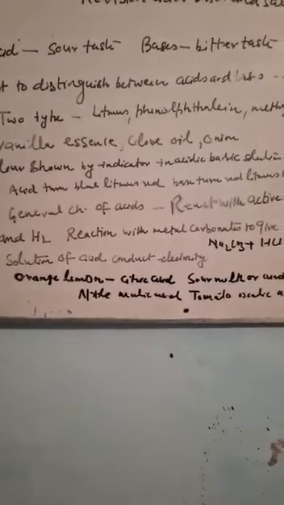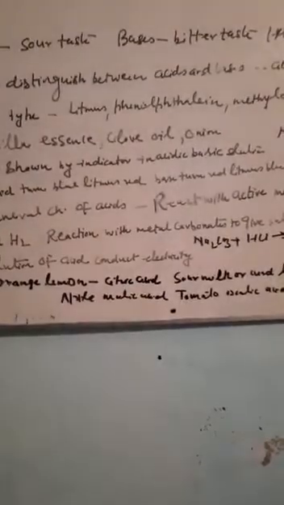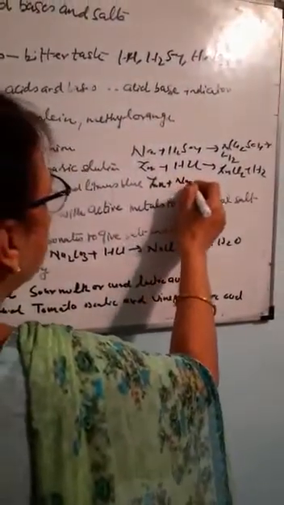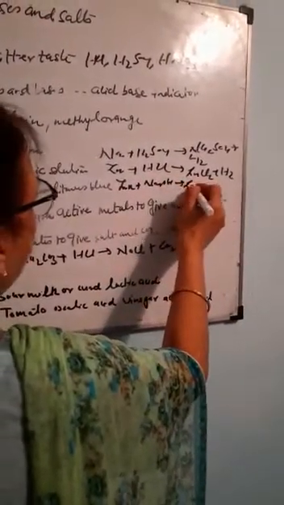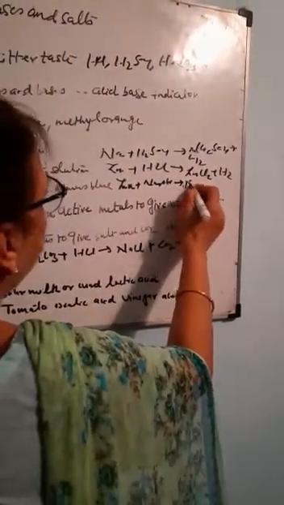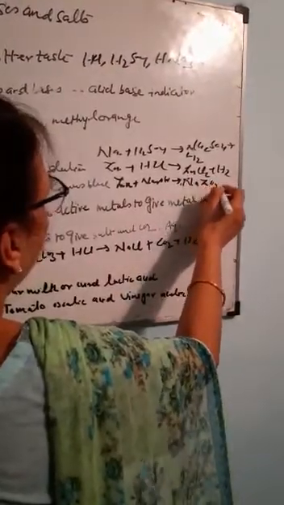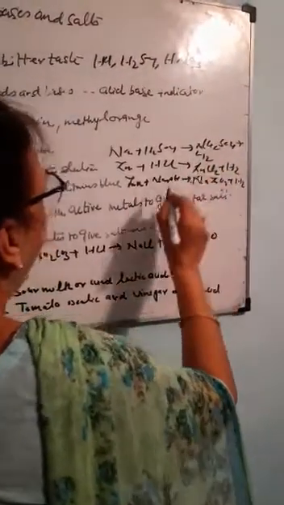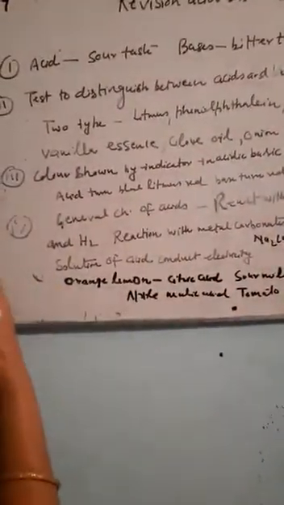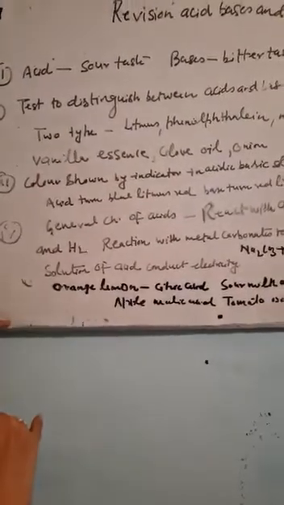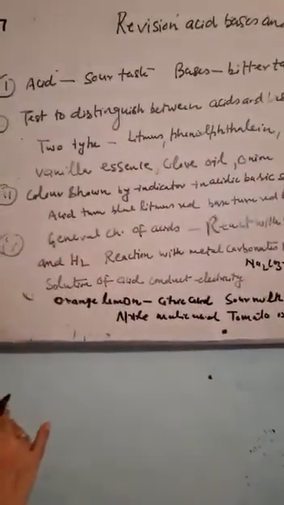You have also studied the reaction of acids with metals. You have also studied the reaction of bases with metals. For example, if zinc reacts with NaOH, there will be formation of sodium zincate, that is Na2ZnO2, with the release of hydrogen. And you have studied many properties in detail. Your teacher has told you about all those properties.